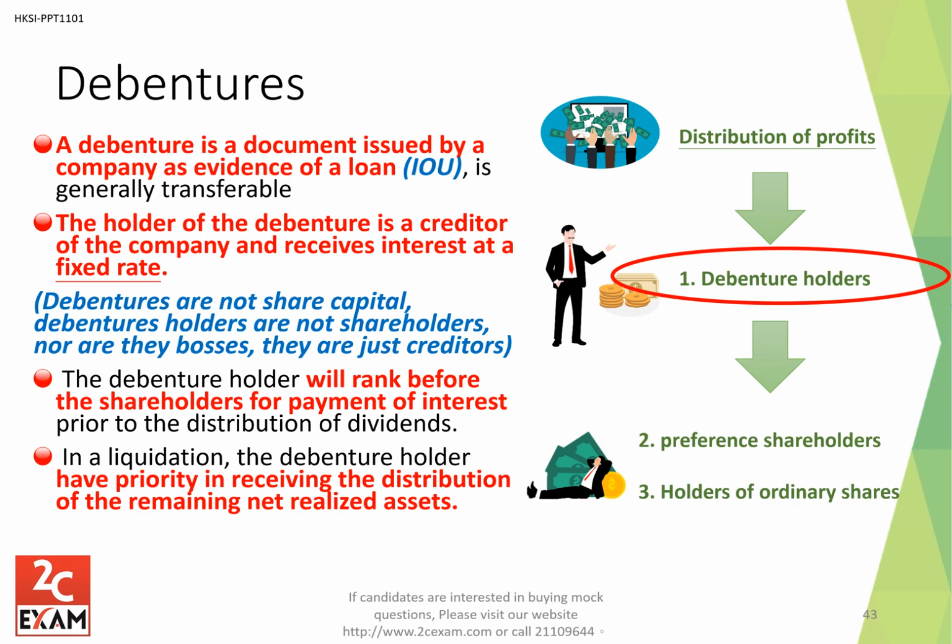Let's talk about what debentures are. Essentially, debentures can be considered an IOU, but it is issued by a company. Those bonds you often hear about are a type of debentures. Remember, the holders of these debentures are creditors, not the bosses. Debenture holders can receive interest at a fixed rate, which is clearly stated on the debentures. This means the profit or return on the debentures is fixed.